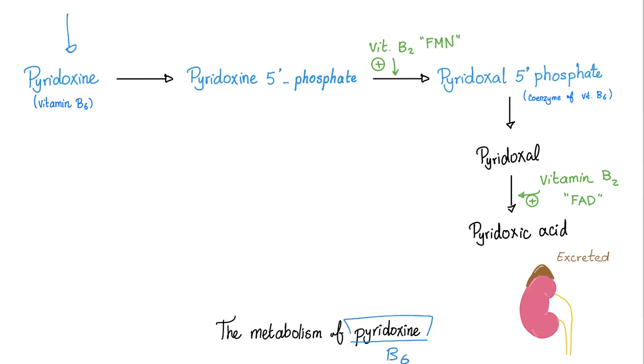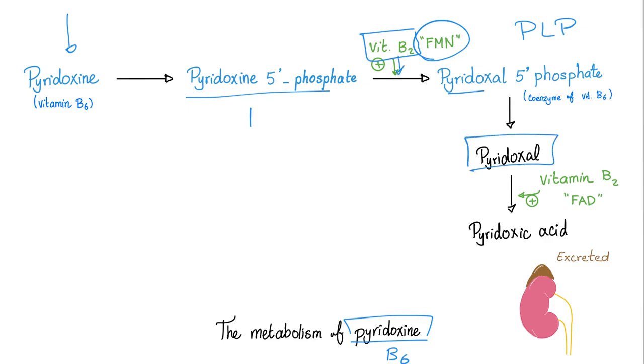So here is the great pyridoxine, and then it becomes pyridoxine 5-phosphate. And then you get it into pyridoxal 5-phosphate. This step is FMN dependent, and therefore it requires vitamin B2 or riboflavin. Pyridoxal, and then pyridoxic acid ends up in the urine. This lovely step also requires FAD.